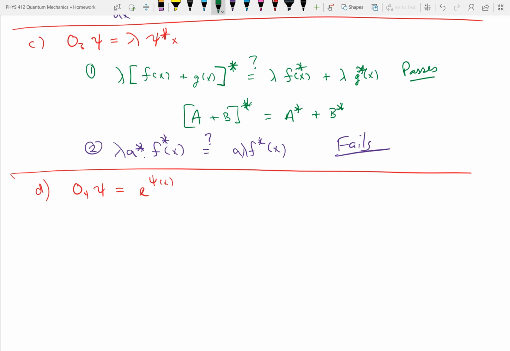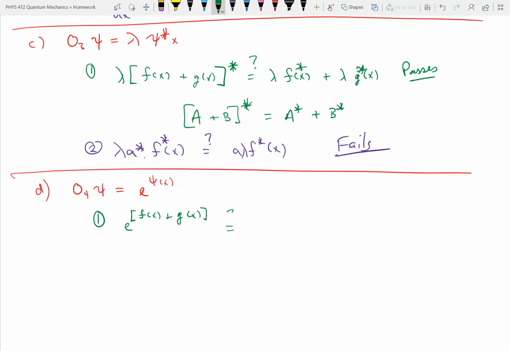So for this one, for part one, my gut wants to say e of psi x times in parentheses f of x plus g of x, but that doesn't seem right. So it should be like this. Okay, so we replace it. Right, every time we're replacing psi with f of x plus g of x for the first half here of test one.